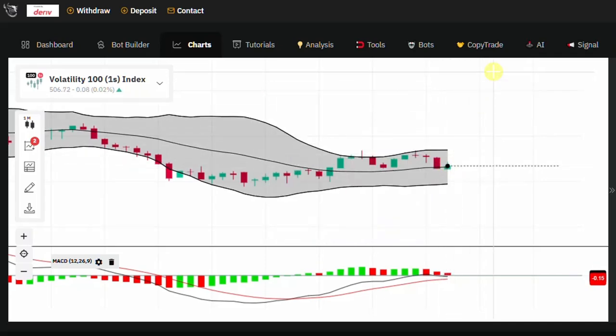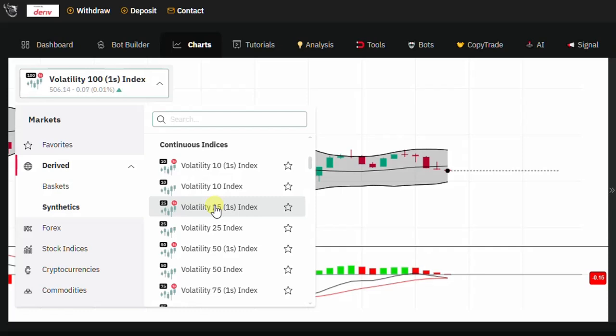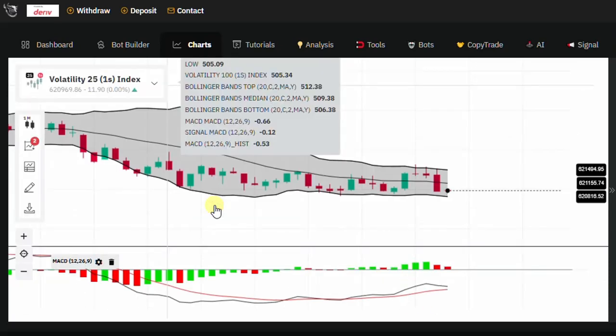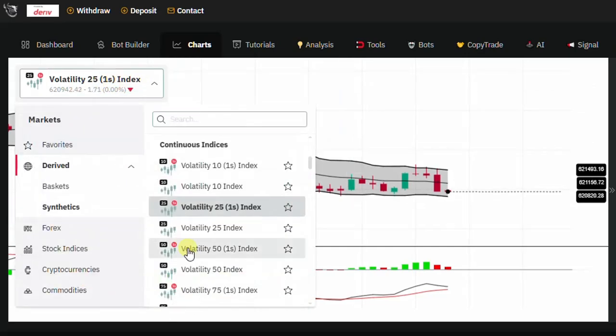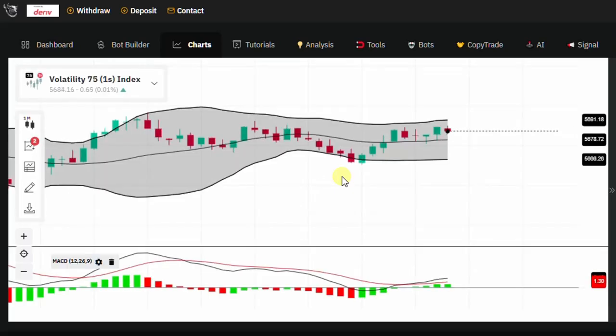Now in the meantime, that has not happened, so what you want to do is maybe give it some time and wait for the next candlestick to form. In the meantime, you can also look at other volatility indices. Let's say volatility 25. You can also read the chart the way I've shown you in my previous volatility 100 analysis. You can go to volatility 75. You can move from volatility to volatility looking at what is happening.